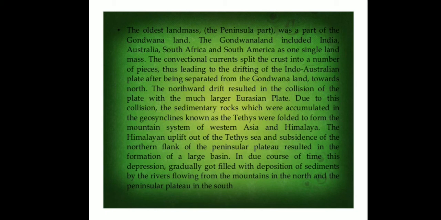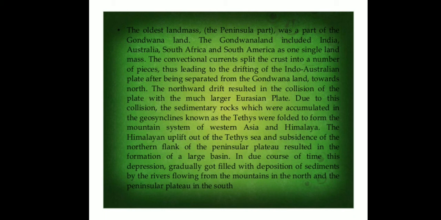Himalayas. The Himalayan uplift, मतलब जो प्लेट्स कोलाइड हुए हैं एक दूसरे से, उसके कारण ही एशिया में और जो इंडिया के अंदर हिमालयस बने हैं वह इन कोलिजन्स के कारण ही बने हैं. द हिमालयन अपलिफ्ट आउट ऑफ द टेथिस सी, जो हिमालयस बने हैं वह टेथिस से, उसी से ऊपर उठकर बने हैं. And subsidence of the northern flank of the peninsular plateau resulted in the formation of a large basin.